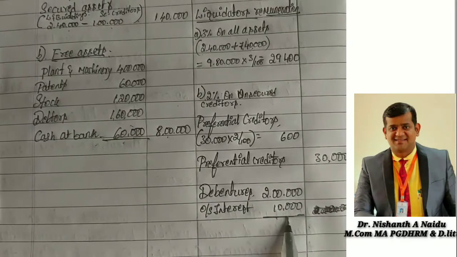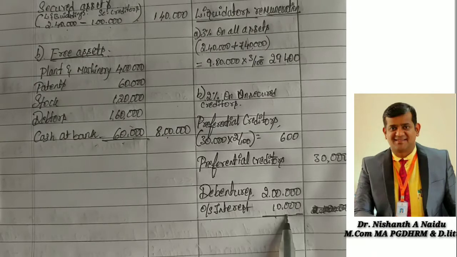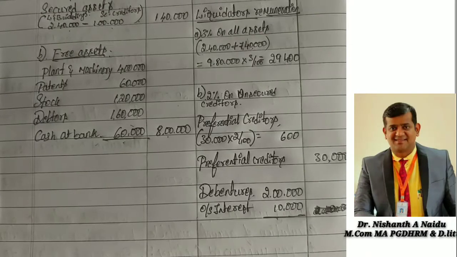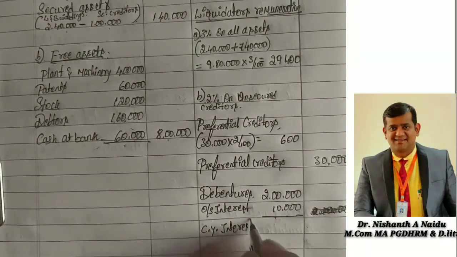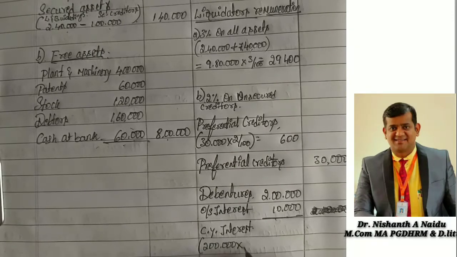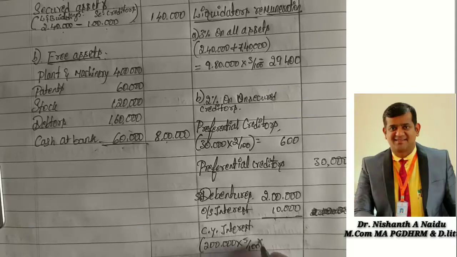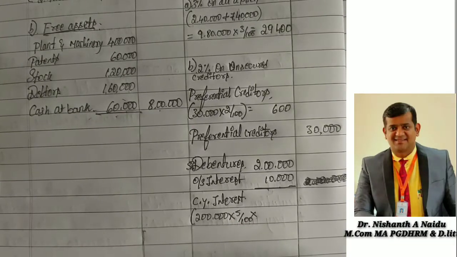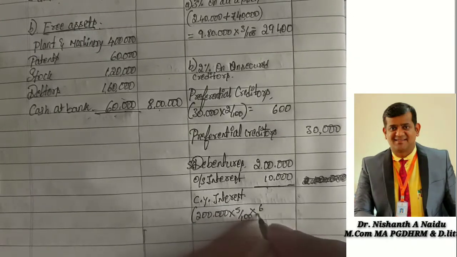Debenture 2 lakh cleared, outstanding interest 10,000 from the previous year cleared, and in the adjustment they said all the payments were cleared on 30th 6. That means this year we are clearing 6 months. Do you think one who has lent us a loan will leave 6 months' interest? No, right? So let us add current year interest. How to calculate current year interest? 2 lakh rupees is the value of debenture into the rate of interest. Because in the question he said it is 5% debenture, the rate of interest is 5%. 5 divided by 100 into outstanding for how many months? 6 months, because the payment is clearing on 30th 6, January to June. So 6 divided by 12.